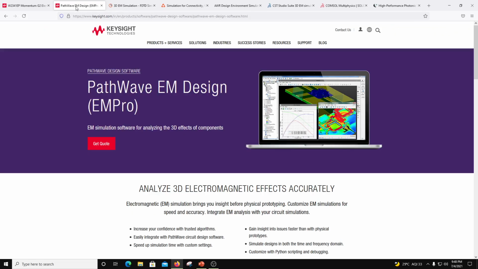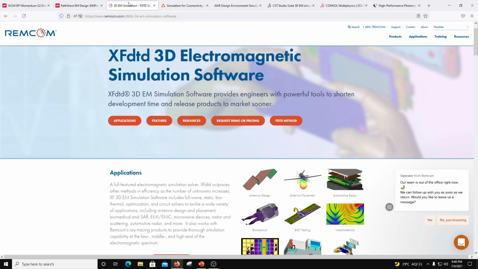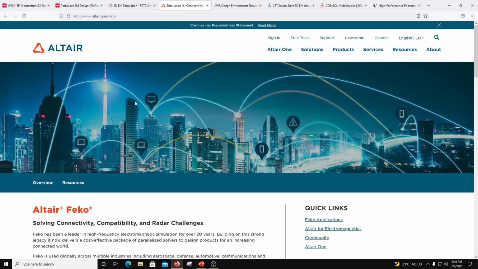Now this can be done in PathWave EMPro, which is Keysight EMPro, or it can be done using XFDTD, right? Both tools are capable of that. Now going to this one, which is called Altair. Now this is a tool in its own league.